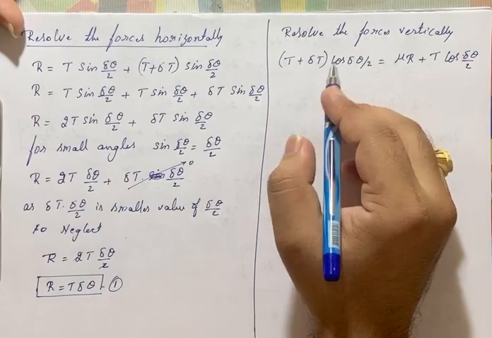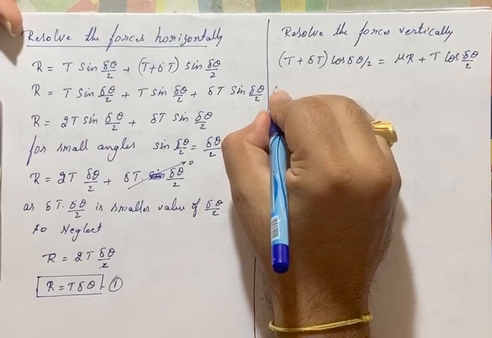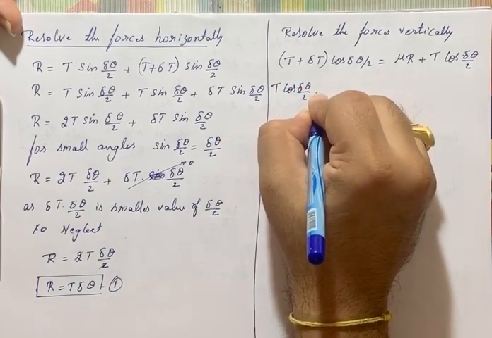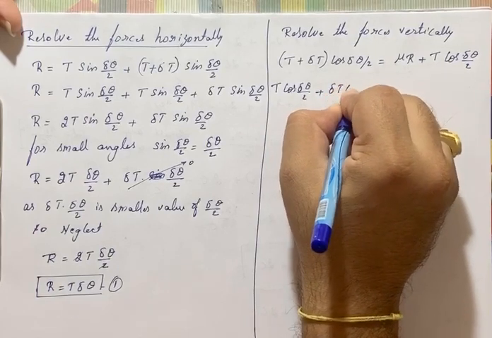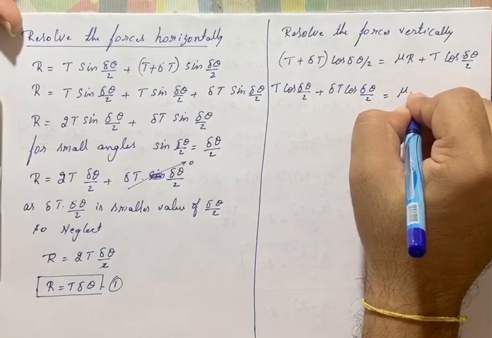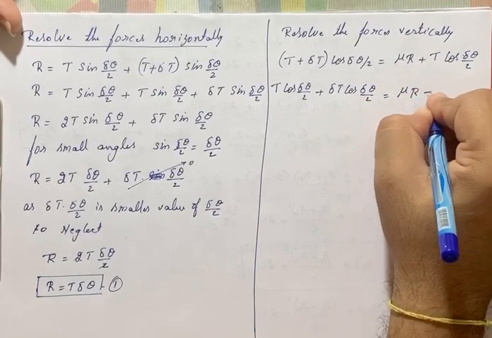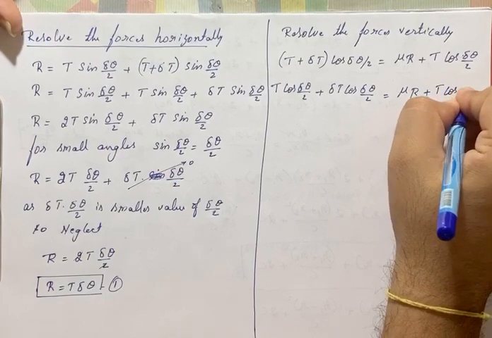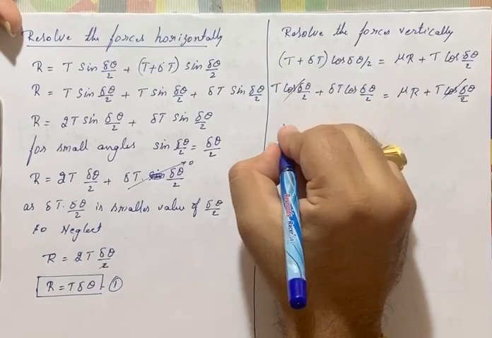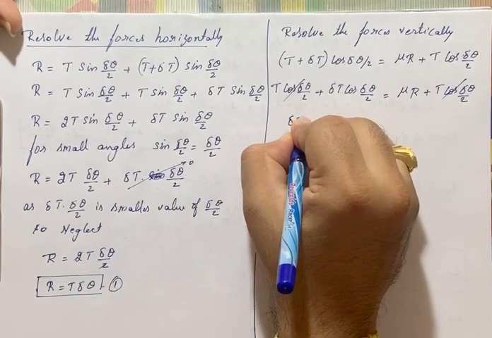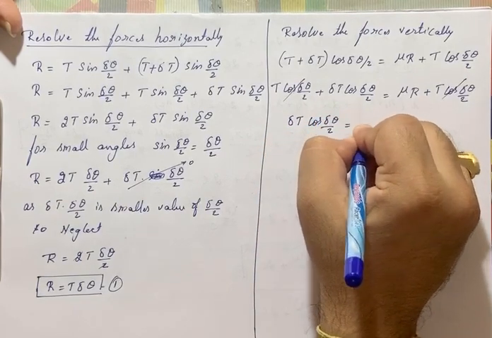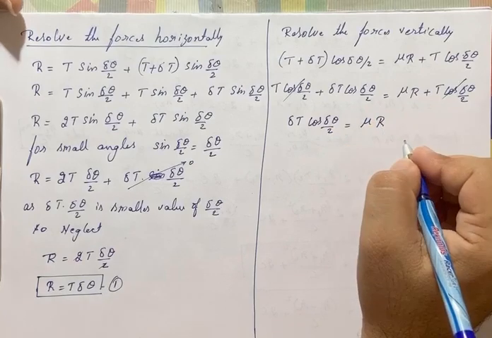So again, I will multiply these terms inside: T into cos delta theta by 2 plus delta T into cos delta theta by 2 is equal to mu into R plus T into cos delta theta by 2. These two terms cancel off, and the remaining is delta T into cos delta theta by 2 equals mu into R.